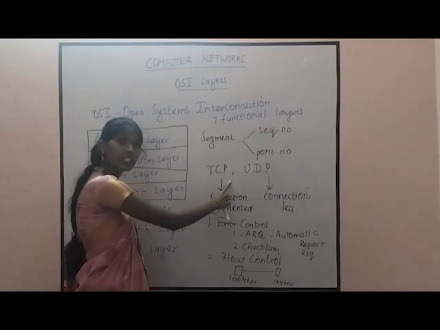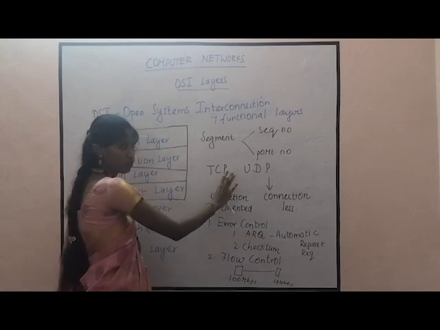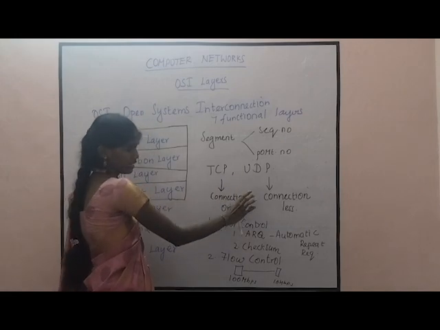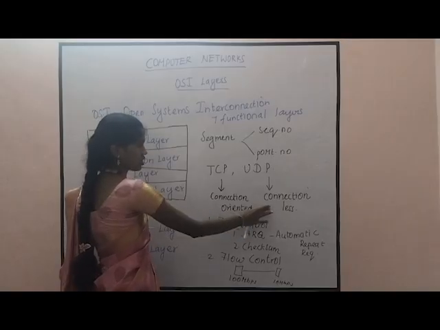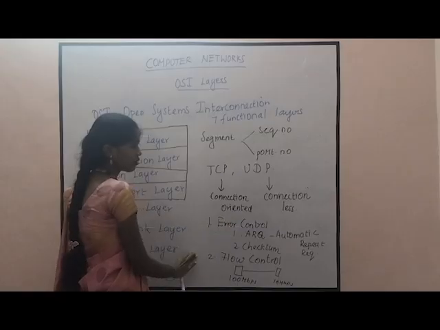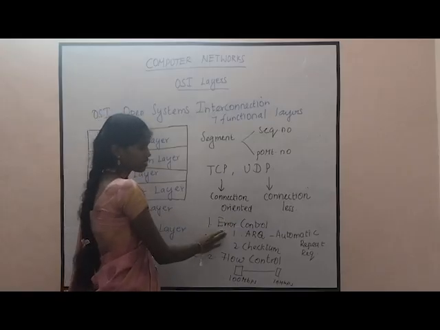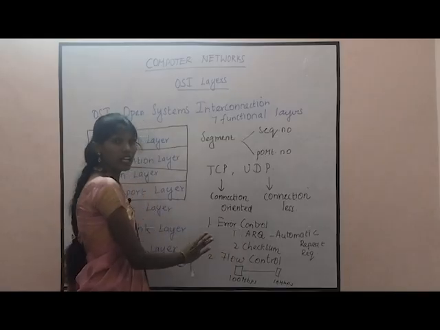The next one, the protocols available here: TCP and UDP, Transmission Control Protocol and User Datagram Protocol. TCP is connection oriented, UDP is connectionless. UDP is typically faster when compared to TCP. And here we have two major functions, error control and flow control. Error control means ARQ and checksum.